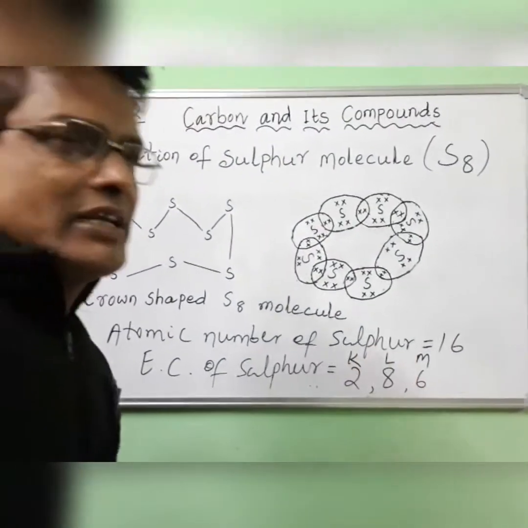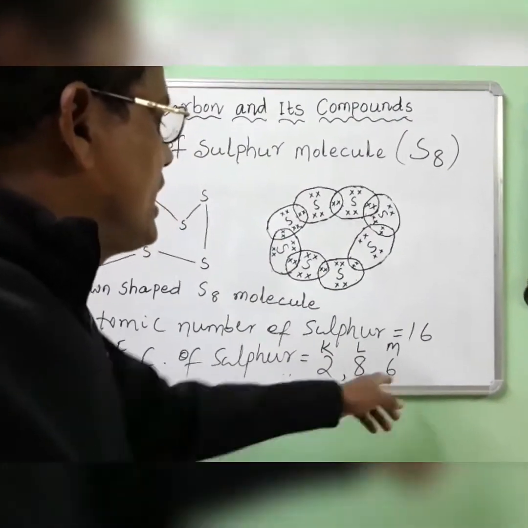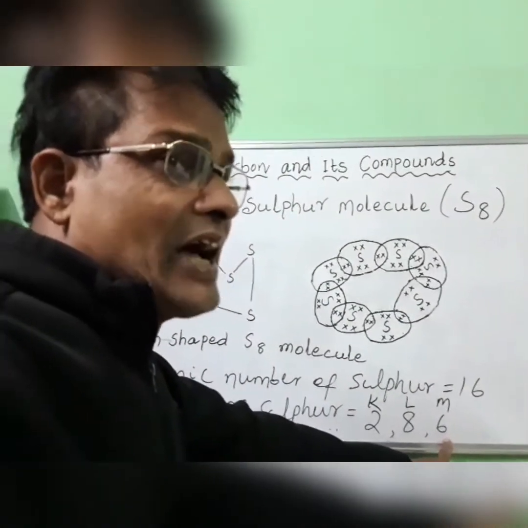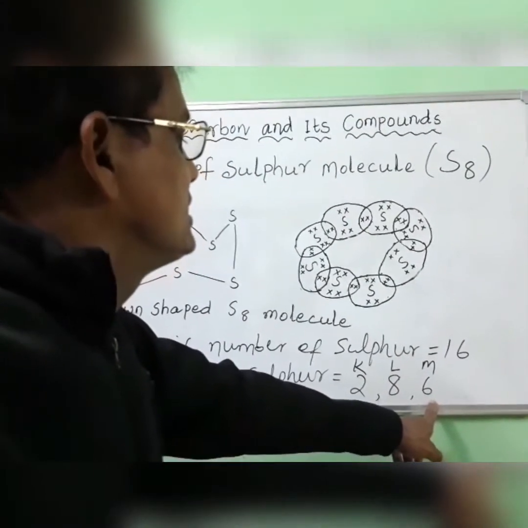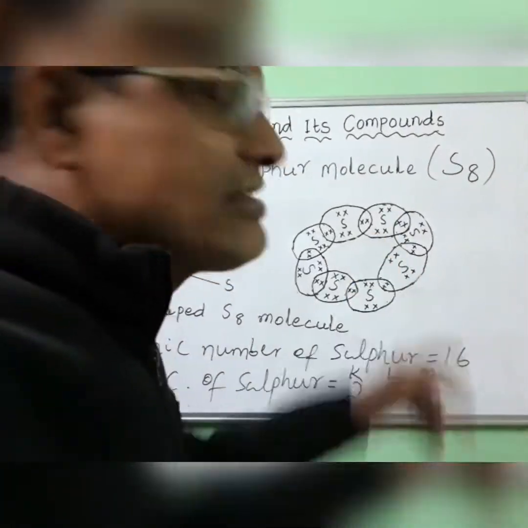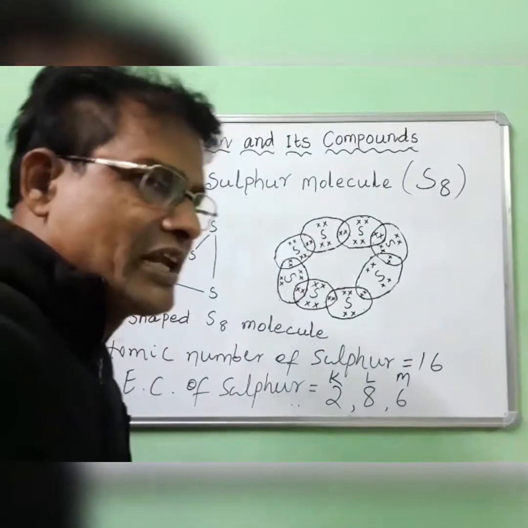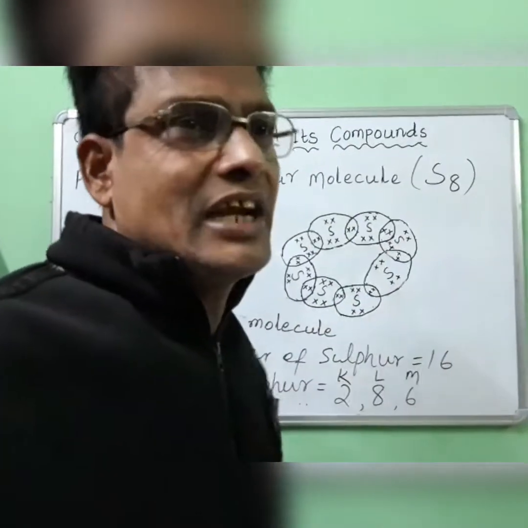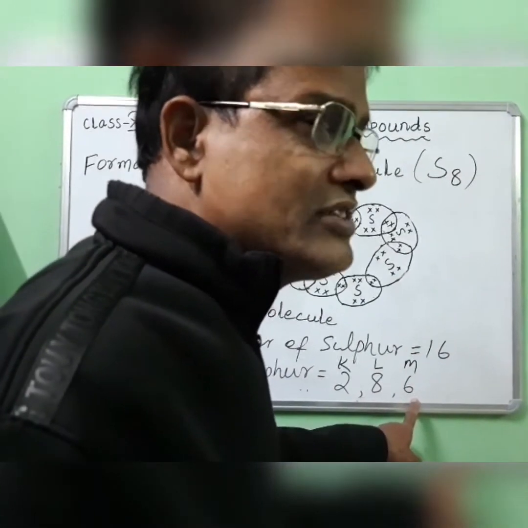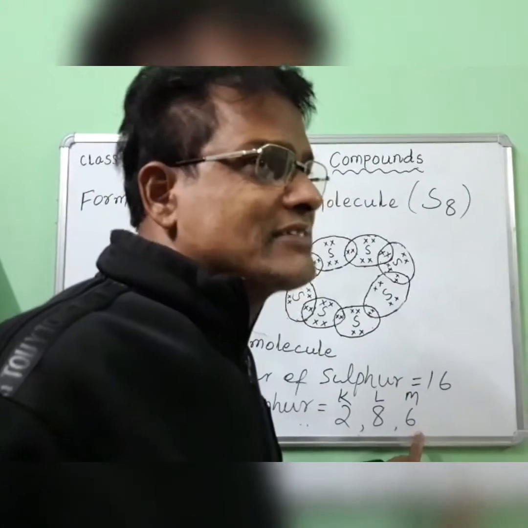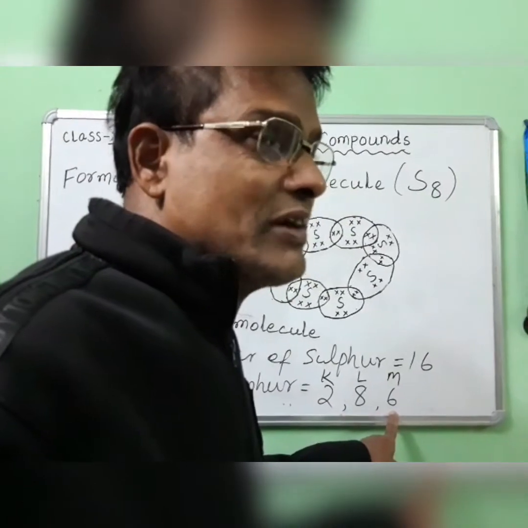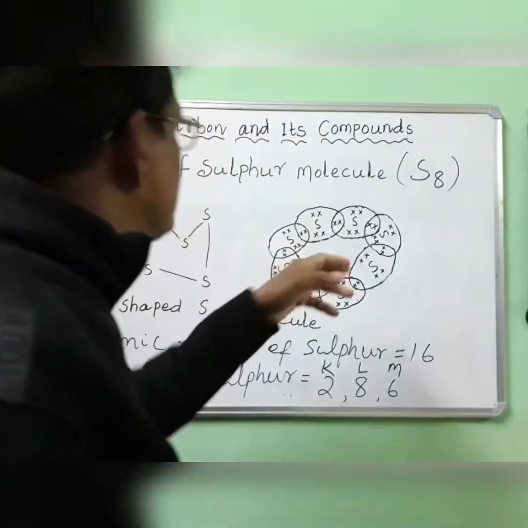So each sulfur atom has 6 electrons in its outermost shell. That is, its valence electron is 6. So each sulfur atom requires 2 extra electrons to become octet, that is, to attain its nearest noble gas configuration, that is 8. It requires 2 extra electrons.